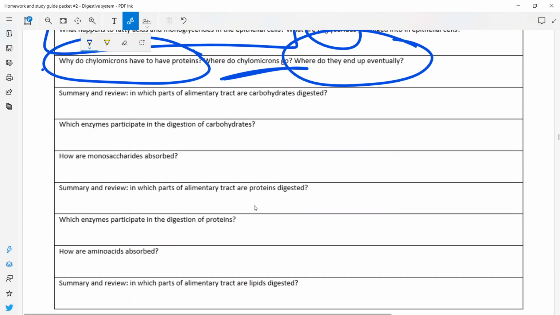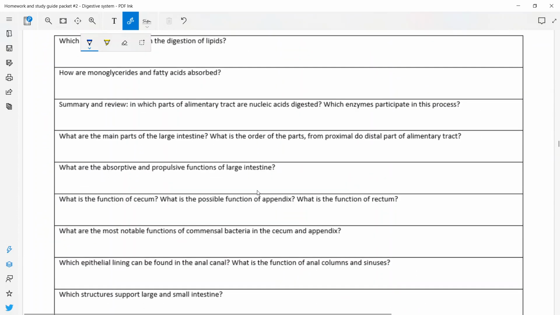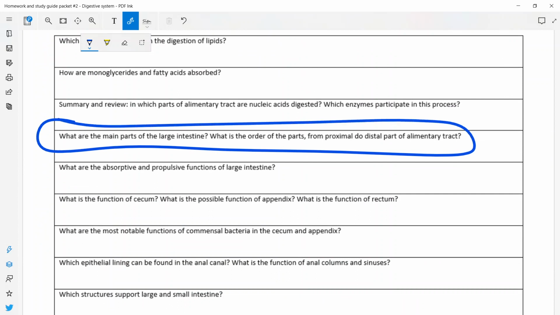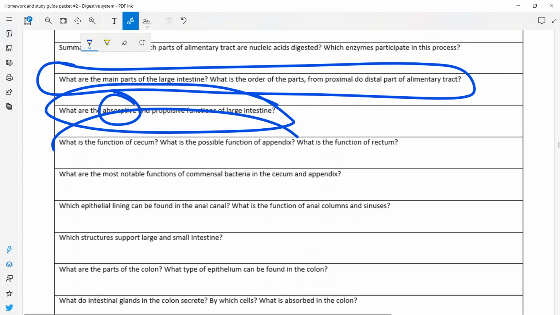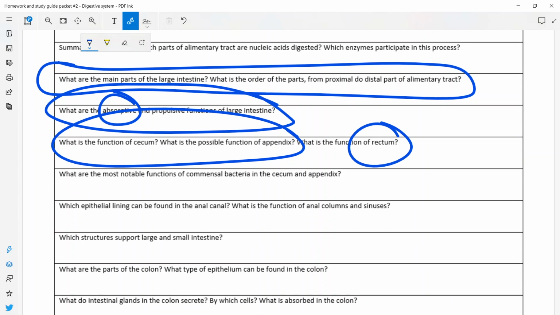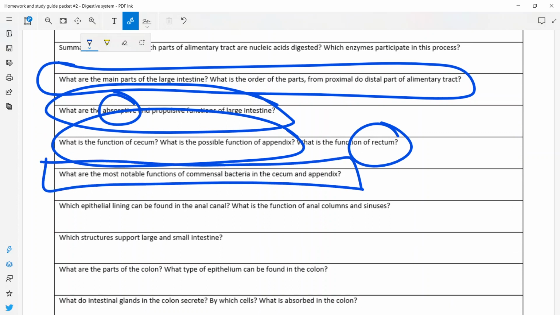So it's a review. A lot of it is a review. Okay, parts of the large intestine, know the anatomy: ileum, ileocecal valve, cecum, ascending colon, transverse colon, descending colon, sigmoid colon, rectum, anus. So just know it. Functions: absorptive, propulsive, compaction, churning, forming feces. Absorptive, mostly water and some ions. Cecum and appendix, most likely storage of the microbiome. Function of the rectum, expel feces. Commensal bacteria and the immune system, I'm not going to ask you much about this.